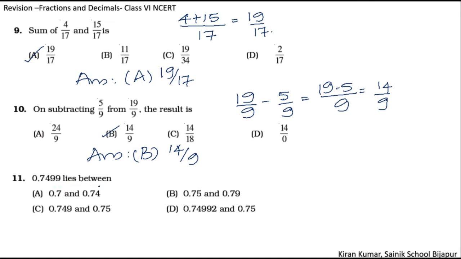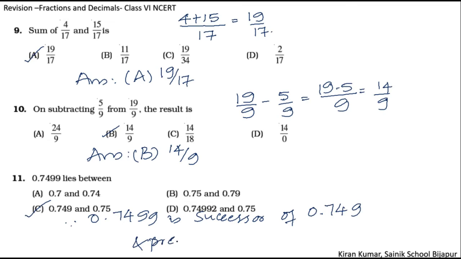0.7499 lies between 0.749 and 0.75, because 0.7499 is the successor of 0.749 and the predecessor of 0.75.